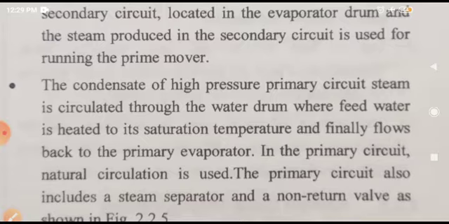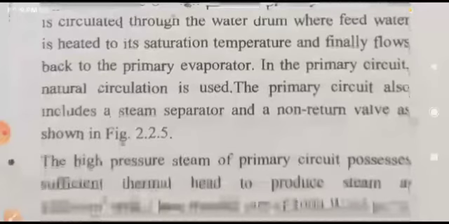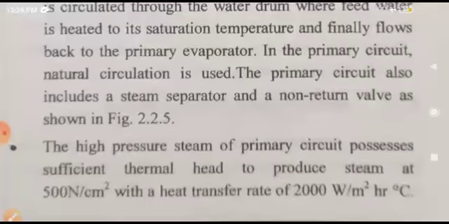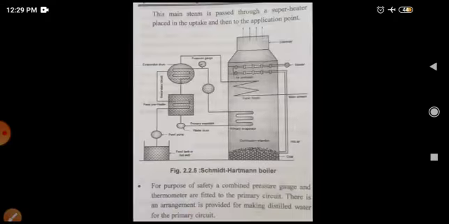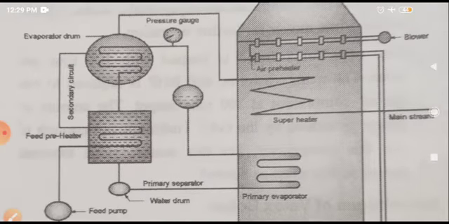The condensate of the high pressure primary circuit steam is circulated through the water drum, where feed water is heated to its saturation temperature and finally flows back to the primary evaporator. In the primary circuit, natural circulation is used. The primary circuit also includes a steam separator and a non-return valve as shown in the figure. You can see that non-return valve over here.